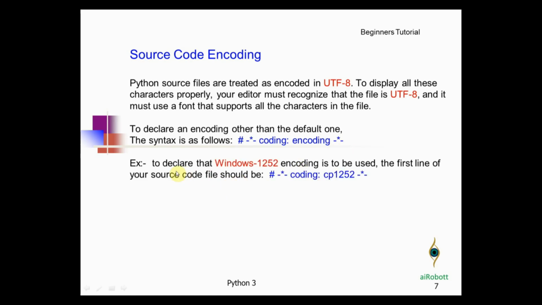For example, if you are using Windows 1252 encoding and want to use that encoding, just type here # -*- coding: cp1252 -*-. This is the syntax for this encoding. In Linux, you have to type these two lines at the beginning of the source file. See here, like this.